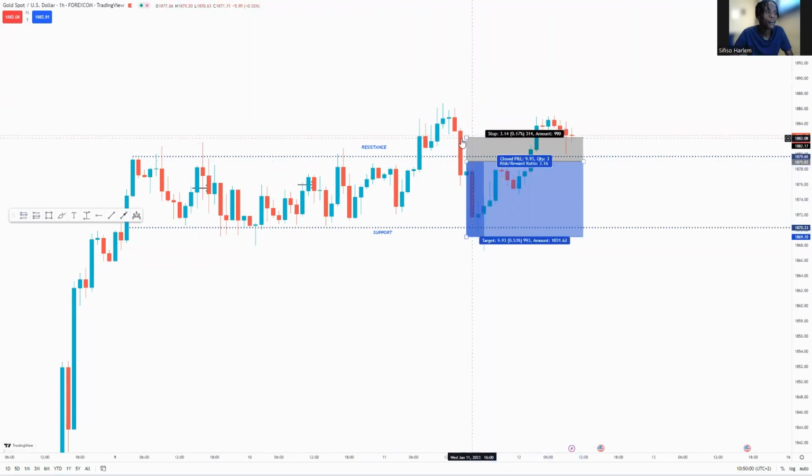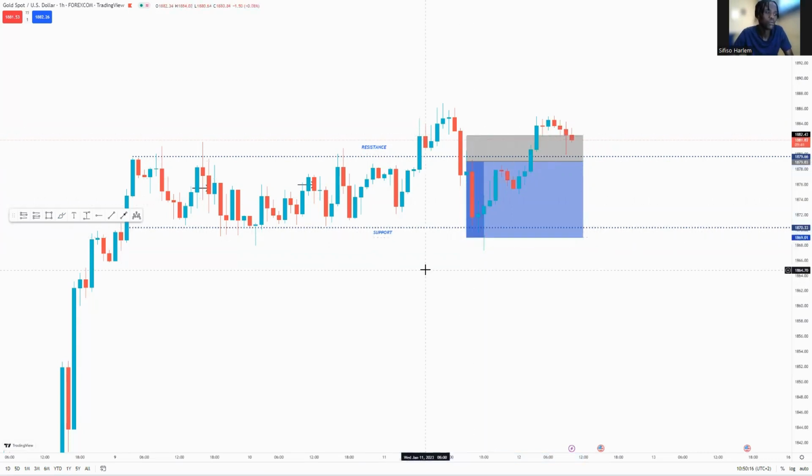I think I had my stop loss on like 4 pips. I think it was 3 or 450 right there. That's where I put my TP, and that's where I put my stop loss. I was looking for a simple 10 pip move to the downside. And that was it, people.